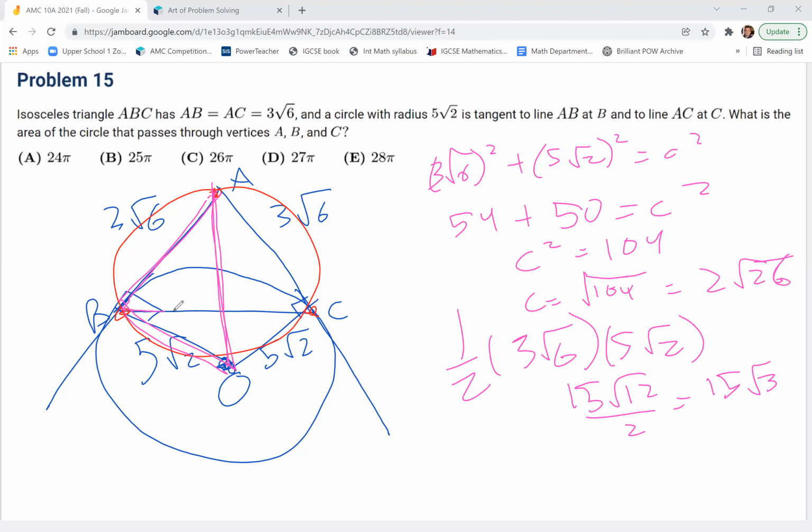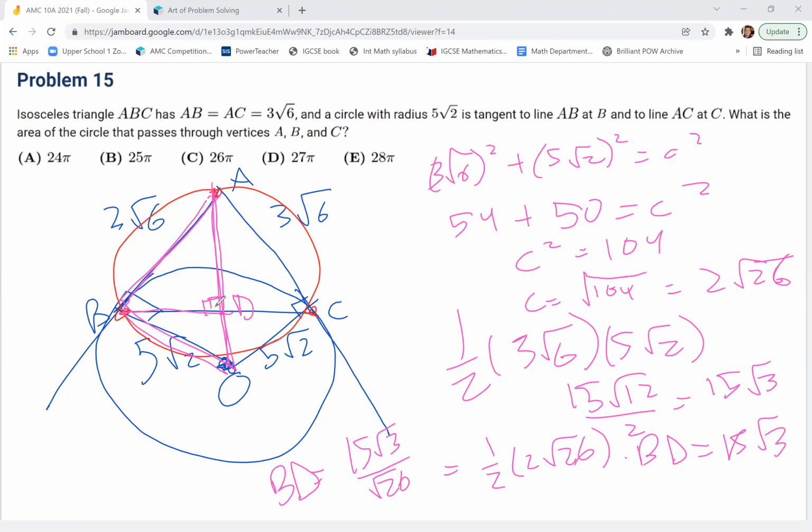If I go from here to here and draw this as an altitude, I can also find the area of that triangle by doing 1/2 AO times BD, where we call this point D to give it a name. We know AO is 2 root 26, so 1/2 times 2 root 26 times BD is equal to 15 root 3. By solving that, BD is equal to 15 root 3 over root 26.